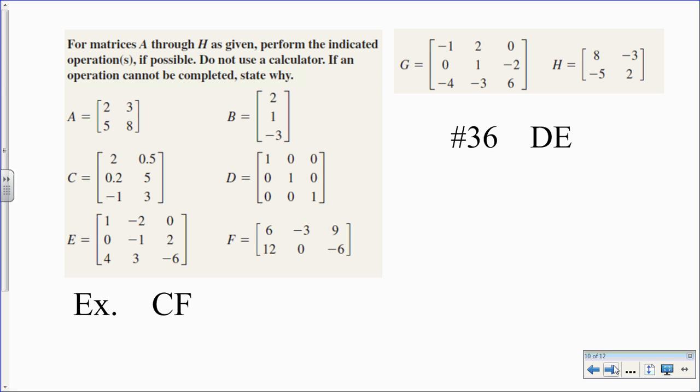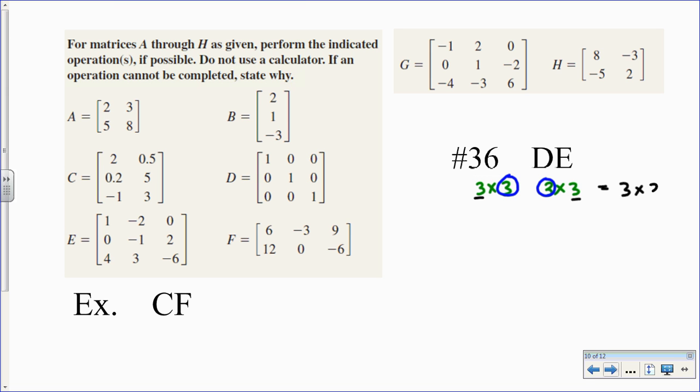Yep. And I'll talk more about that. But yes, so we're going to do D times E. And D is what size? 3 by 3. And E is 3 by 3. So yes, I can multiply. Okay, these are the same. And my new matrix will be what size? 3 by 3. So I go ahead and write that out with the blanks.